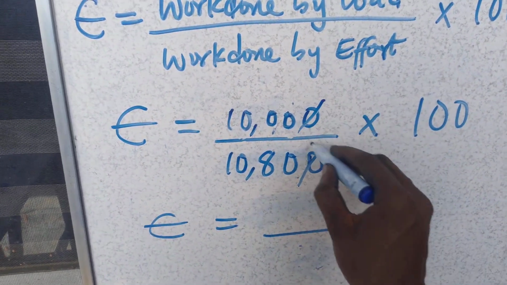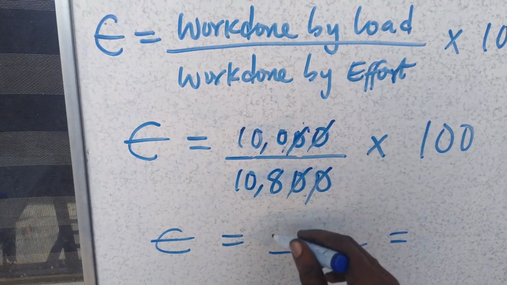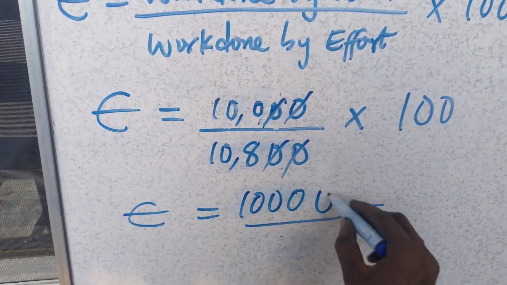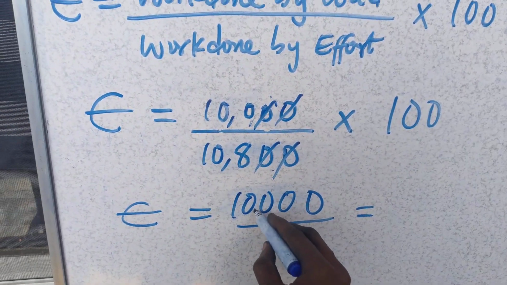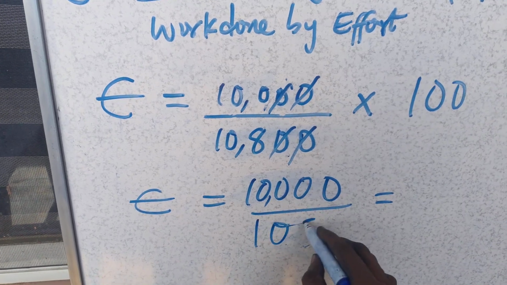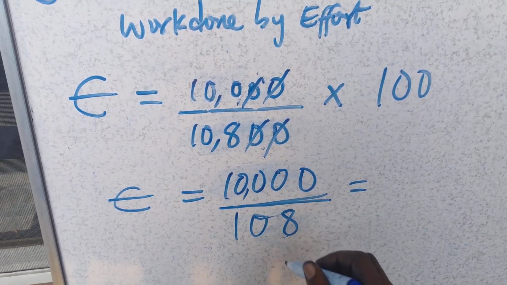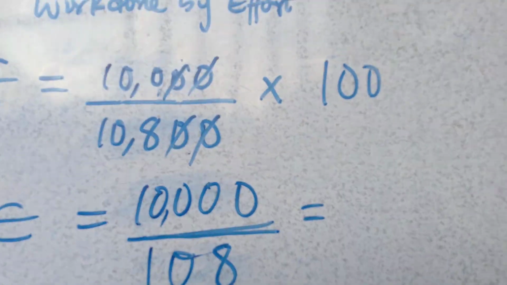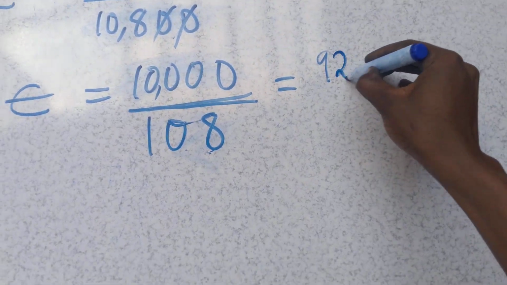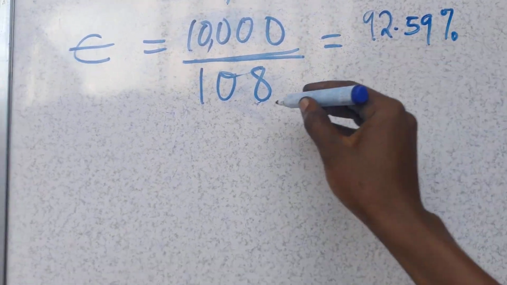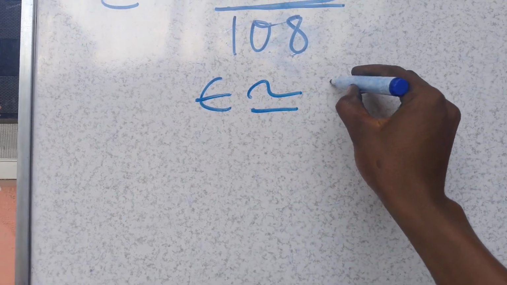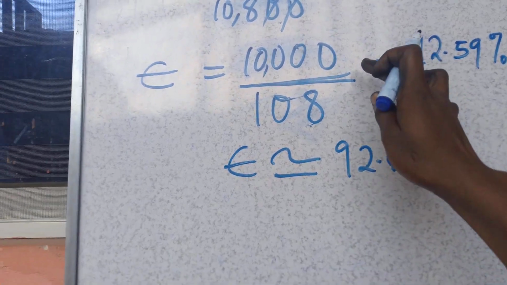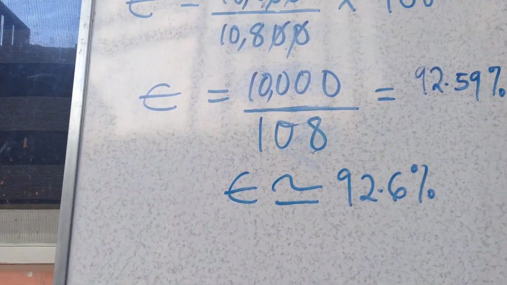So 0 we eliminate 0, and 0 we cancel 0 here. That is 100 times 100 will give me 10,000 divided by 108. Okay, so when I now divide this, this will give me 92.59%. So my efficiency is approximately 92.6%. Okay, so that's the efficiency of the system.